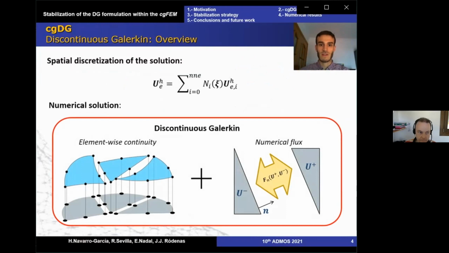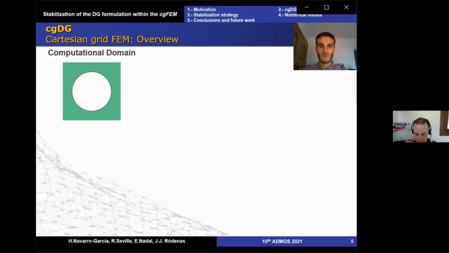What characterizes the DG formulation is that every node is attached to a single element, even those that lie on internal edges of the mesh. As a consequence, the solution is element-wise continuous, and the global continuity is satisfied in weak form by applying numerical fluxes through the edges of the element.